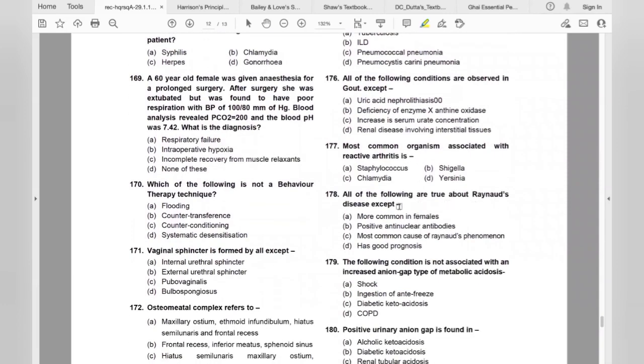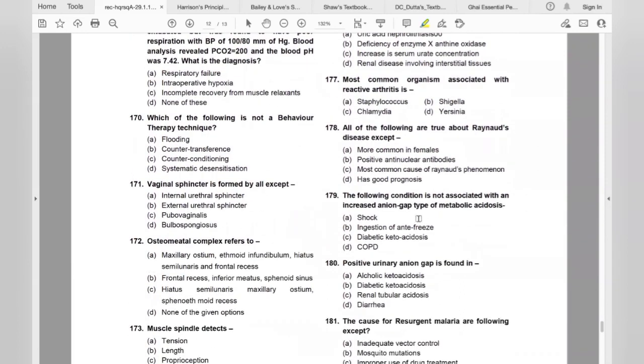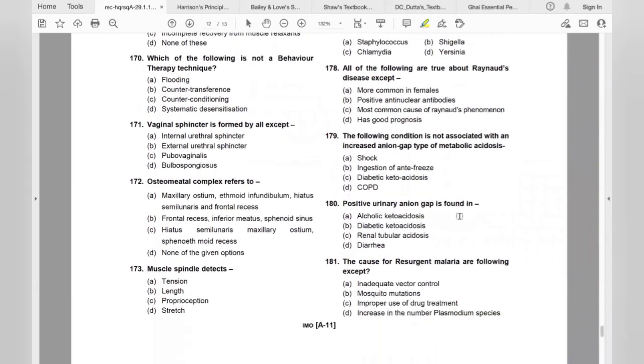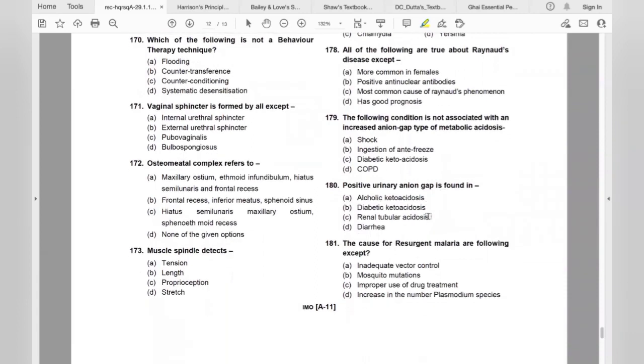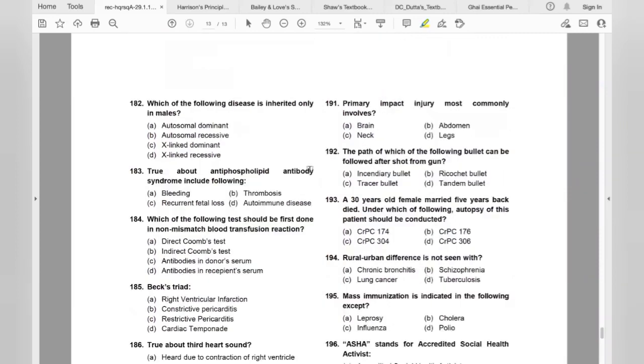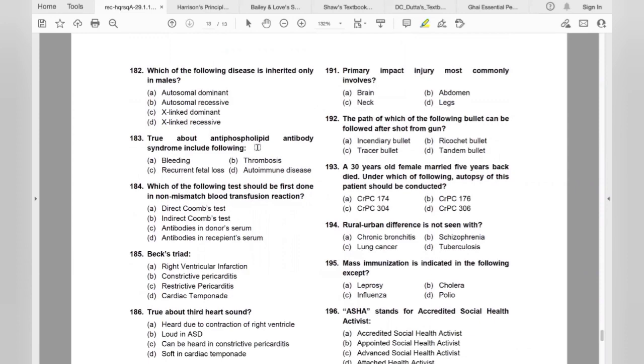All of the following are true about Raynaud's disease except positive anti-nuclear antibodies. The following condition is not associated with an increased anion gap type of metabolic acidosis. Answer is COPD. Positive urinary anion gap is found in renal tubular acidosis. The cause of resurgent malaria are all of the following except increase in number of Plasmodium species. So the following disease is inherited only in males. Answer is X-linked recessive.